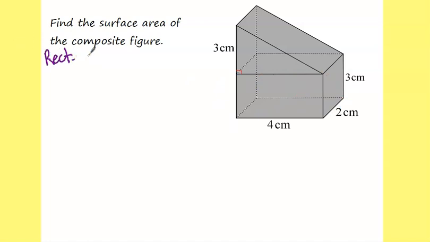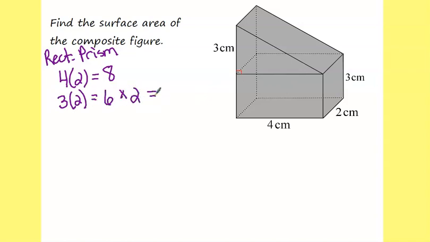The rectangular bottom of this figure has one side that is 4 by 2. That bottom is 4 by 2, so I'm going to have a 4 by 2 spot there. So that's 8. The two sides are 3 by 2. So 3 by 2 is 6. I have 2 of those, so that's going to give me 12.